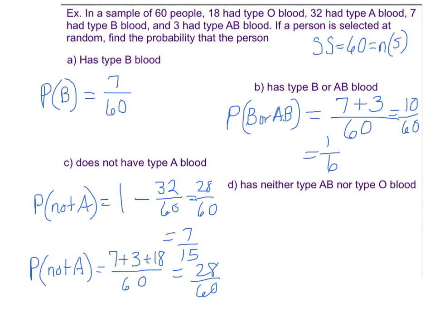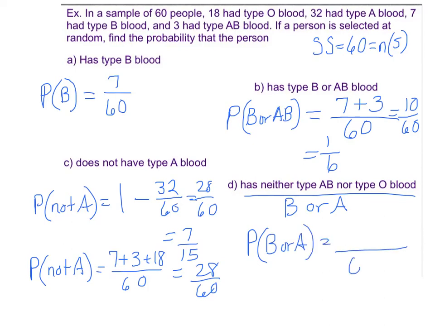D says has neither AB nor type O blood. So you could do the same thing there. This is actually asking how many people have B or A. Do you agree? So the probability of somebody who has B or A blood would be out of 60. B is 7. A is 32. So that would be 39 over 60, which reduces down to 13 over 20. And you would want to reduce that fraction every time.